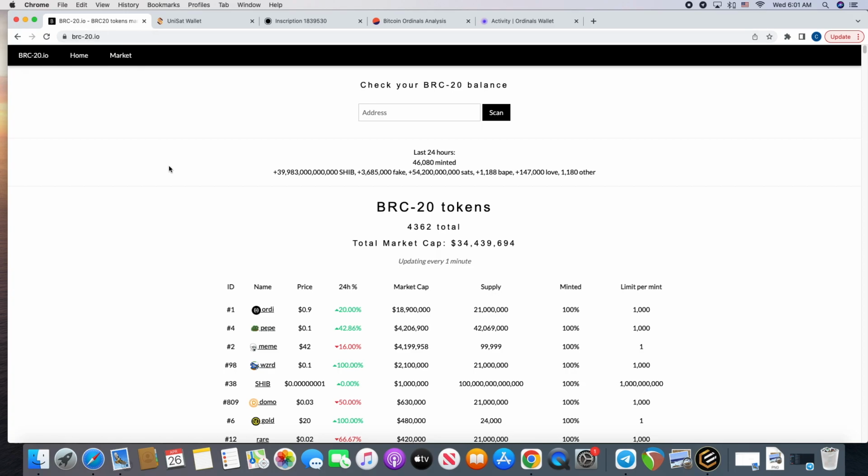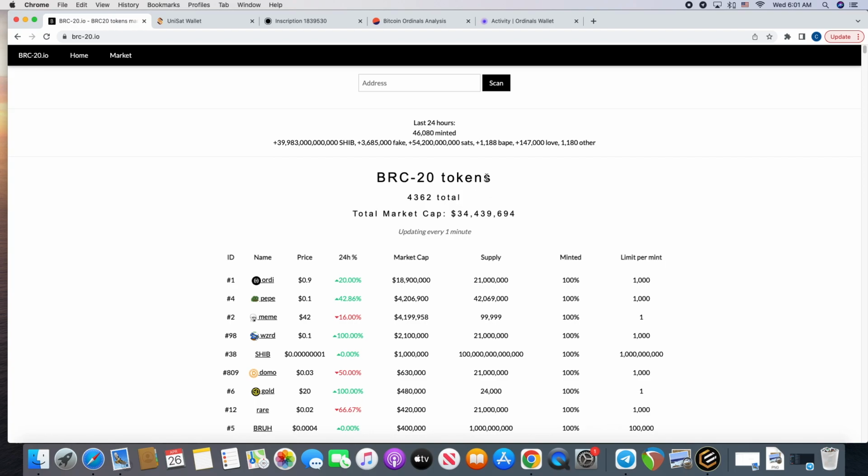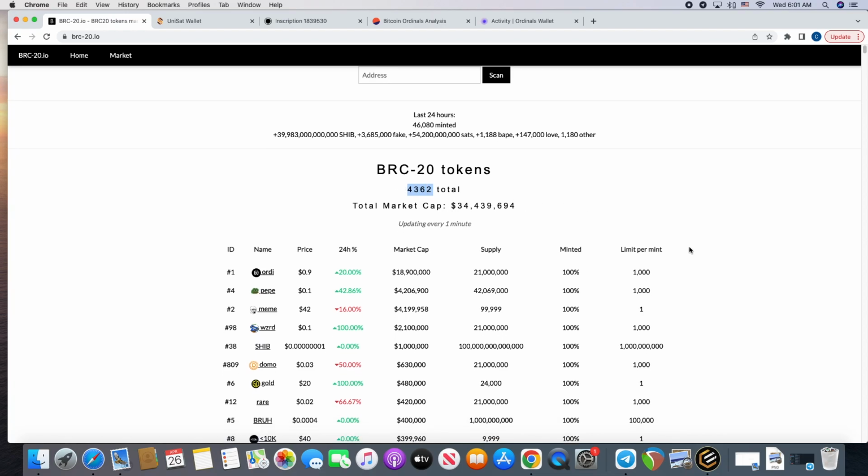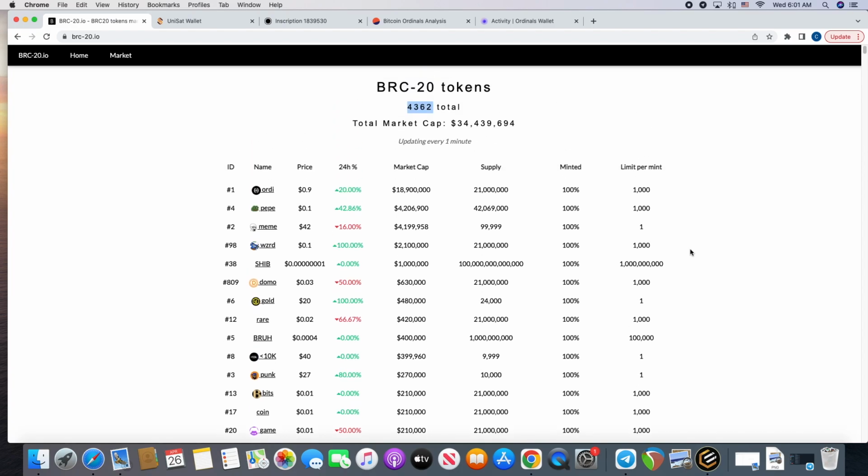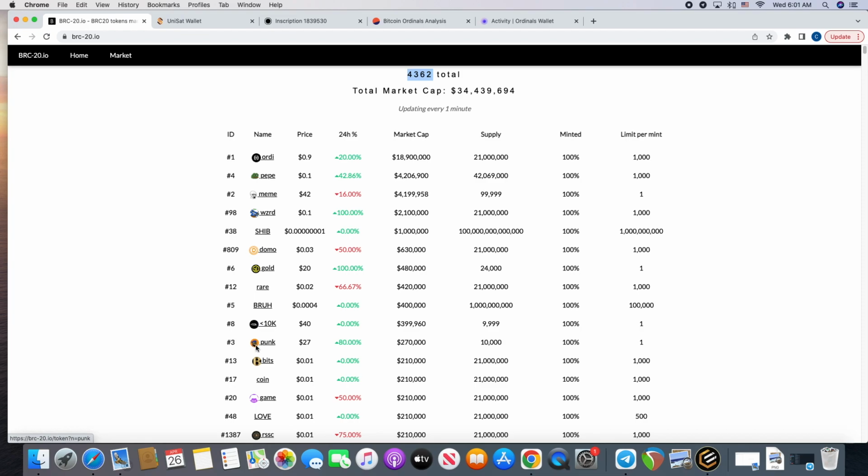Right here on BRC-20.io, it's basically like CoinMarketCap or CoinGecko for the BRC-20 tokens. You can see that so far there are 4,362 total tokens, with a market cap of 34 million. Most don't have very much value, but these top ones are gaining value already. The top one has a circulating supply of 21 million and a $19 million market cap. Pepe, the version on BRC20, is up to 10 cents. You've got Meme, $42. Punk was the third one.